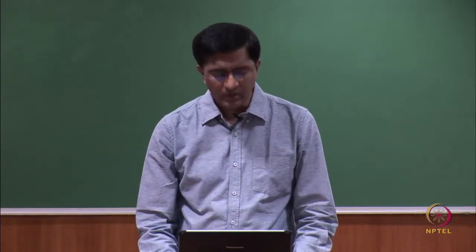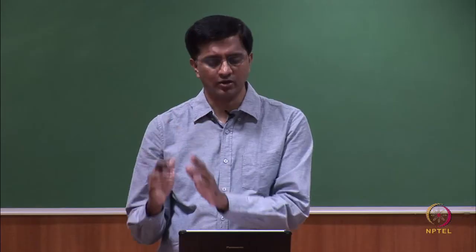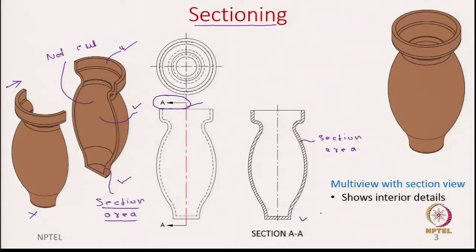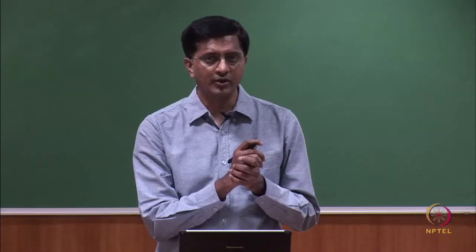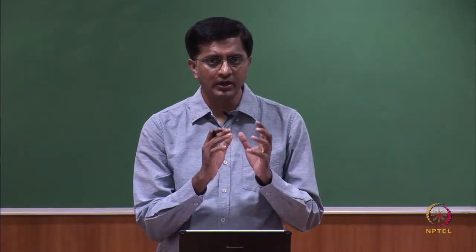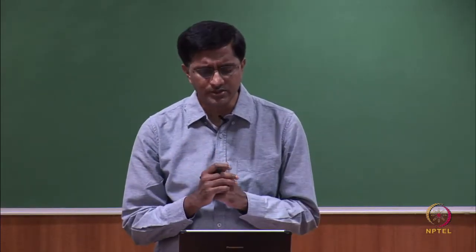Okay. And a very important point, you can see that the front view and the top view are for the complete object. Only in this section view we are talking about the sectioned object. So, only here we talk about the section, but these are again the complete object, the front view and the top view. Okay. So, now that we have seen an overview of what we meant by sectioning, let us go into a few details and terminology. So, what are the features you will see in a section view?